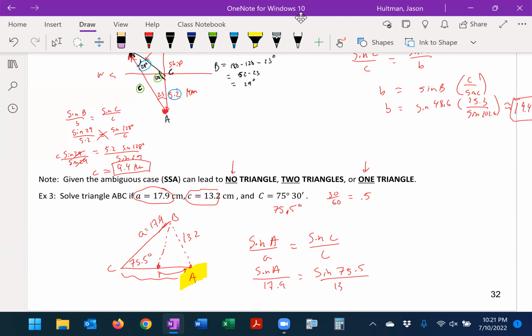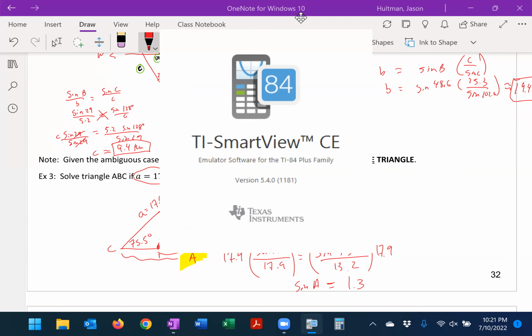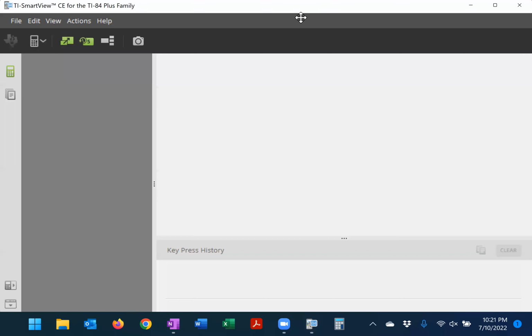Now I'm going to multiply both sides by 17.9, and I'll end up with the sine of A is equal to 1.3. Let's plug that in the calculator. I'll show you, if the calculator is working. Hopefully it does, just for this one calculation. If not, I'm going to have to reboot my computer before the next video.